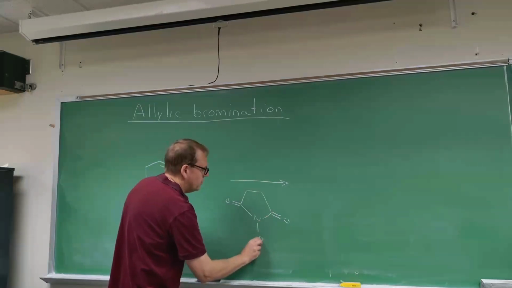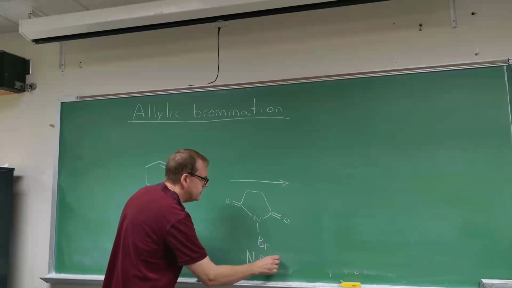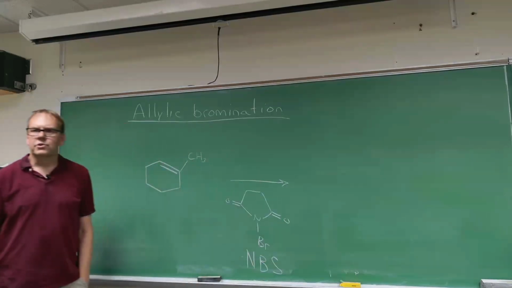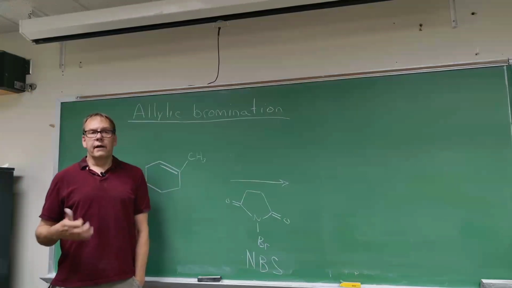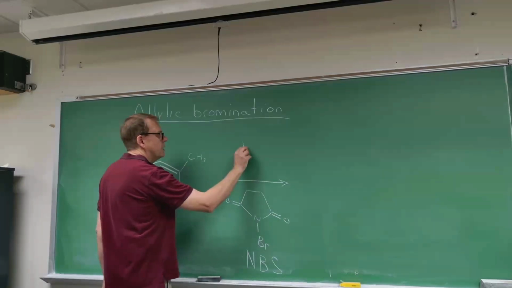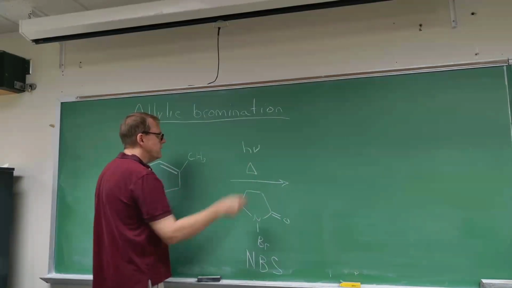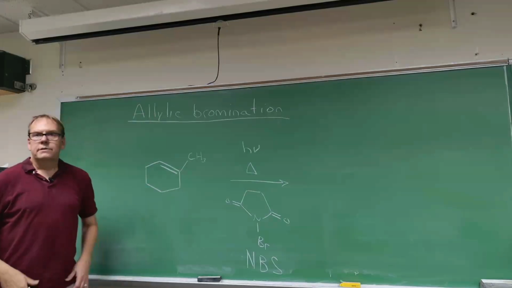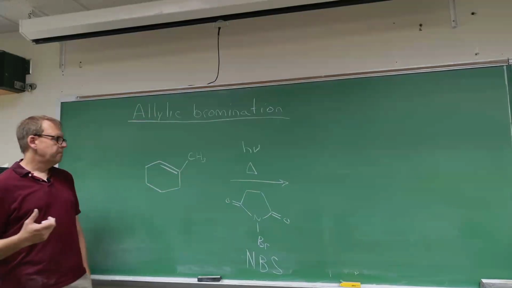this is N-bromosuccinimide. You might see it abbreviated NBS. I would also give you the structure on an exam, but if you're looking at a homework problem in ALEKS, they might just throw you NBS. And then there's usually some activation energy like heat or light energy. And then you might be asked to produce all the allylic radical products. So what do you do?